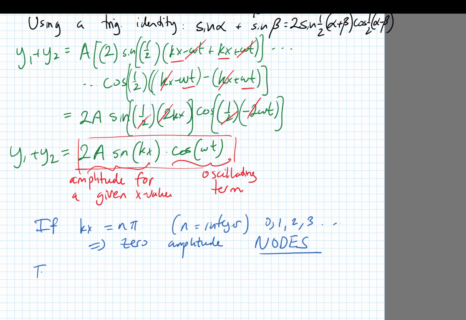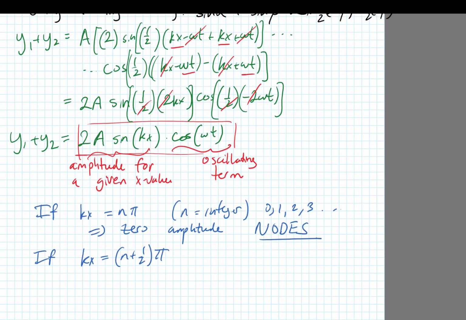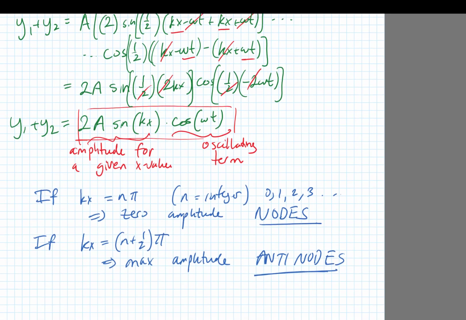And you can also see if that term in the sine function, kx, is equal to some half integer multiple of pi, again n equals 0, 1, 2, 3, etc., up to infinity in integers, you can see that you get a value of 1 and therefore the maximum possible amplitude. So this maximum amplitude is referred to as an antinode, so the opposite of a node. And so you can have multiple nodes along different positions x, multiple antinodes.